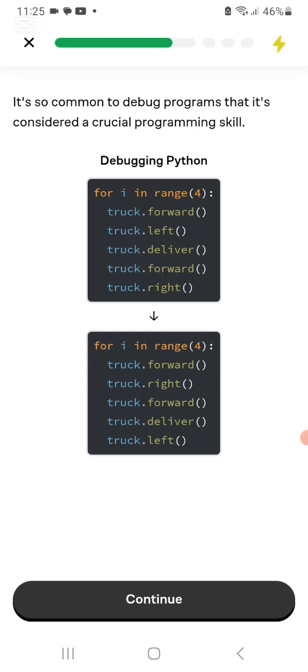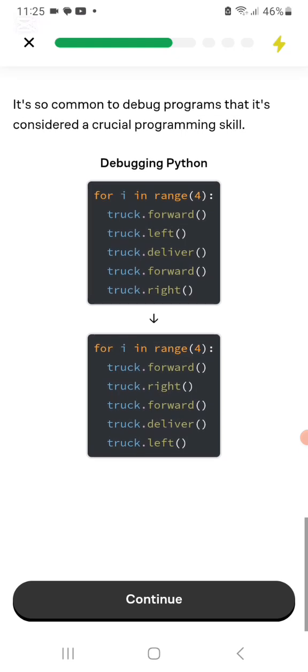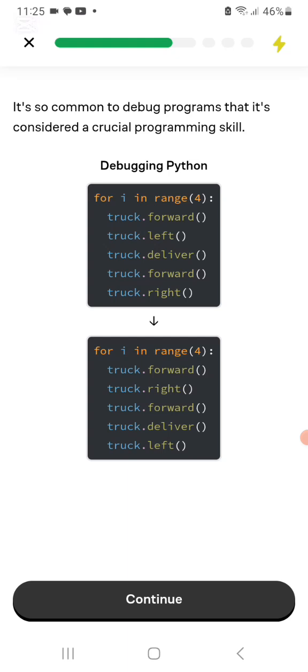Oh, now they are diving into real Python. Look, for i in range 4. The first thing you see is for i in range, and in brackets is written 4. It means repeat 4 times, and in the brackets if you write 5, then it will repeat 5 times. It's your number. Truck forward.